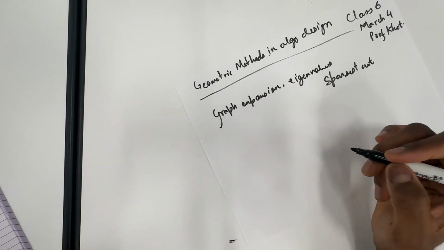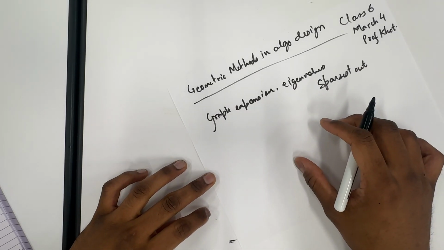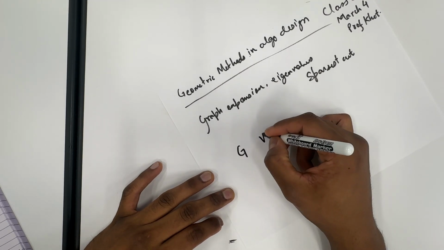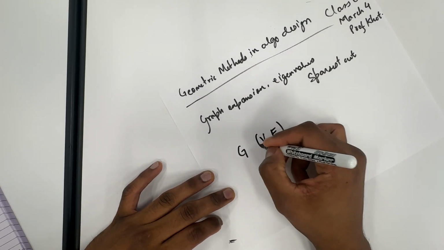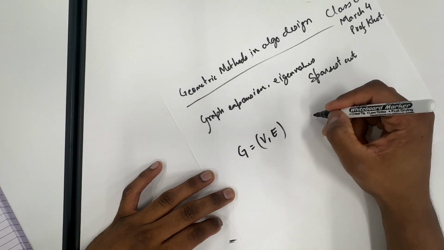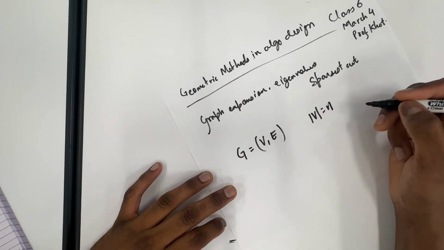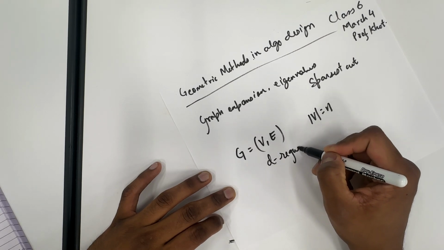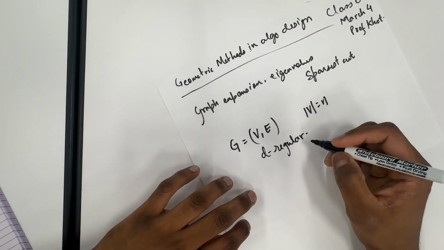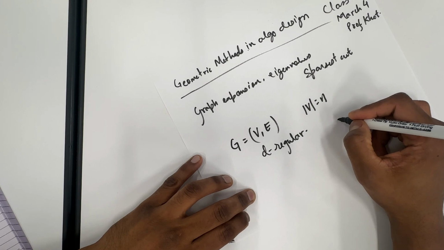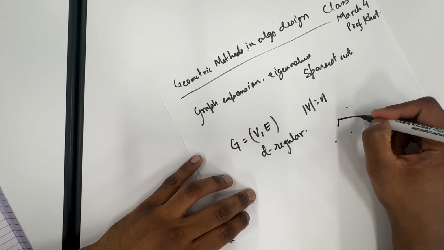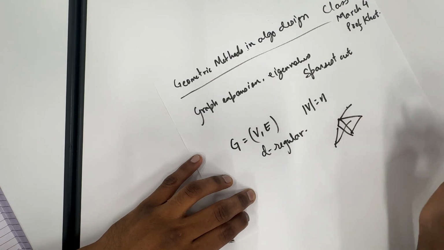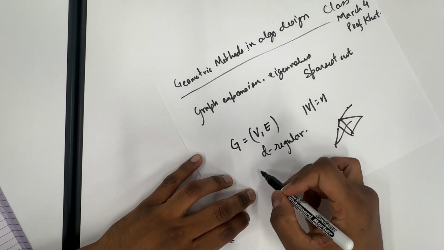So first thing is, what's the problem statement? Let's say I am given a graph with the vertex and edge set. I am told that the number of vertices is n, and I'm told that this is a d-regular graph. D-regular. What does that mean? That means that every vertex in this graph has d edges. That's the definition of d-regular.